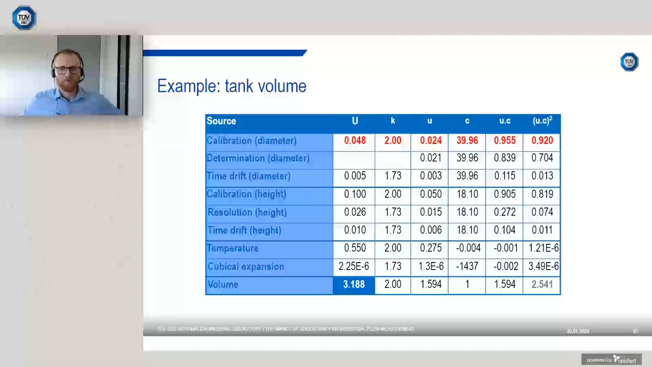The reason we've looked at this example is that suppose your uncertainty value of 3.188 is too high for whatever reason. The easiest way to do this is to look at your values down your UC squared column and see what is the largest value. If you can reduce the largest value here, it will have the greatest impact in reducing your overall uncertainty. It may be that you can't reduce your largest value, but as you go down the values in the UC squared term, reducing them will have a progressively less and less of an impact. But suppose we can reduce the uncertainty in the calibration of the diameter.